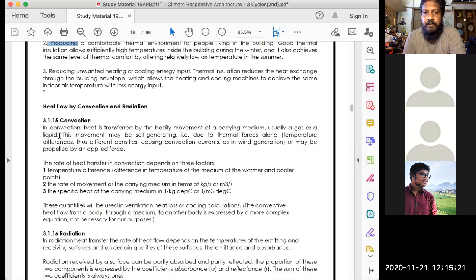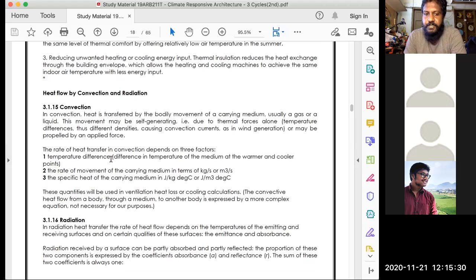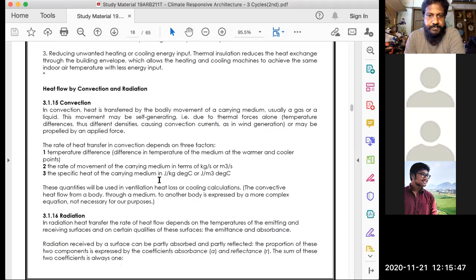This movement of air works on the basis of thermal forces. Temperature difference: hot air is always lighter, whereas cooler air is heavier. So temperature difference plays an important role, along with the rate of movement of the carrying medium in kgs and the specific heat of the carrying medium.